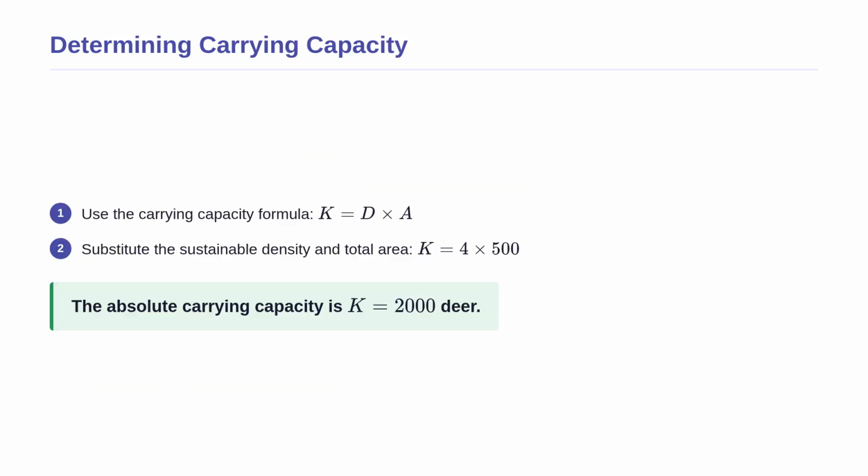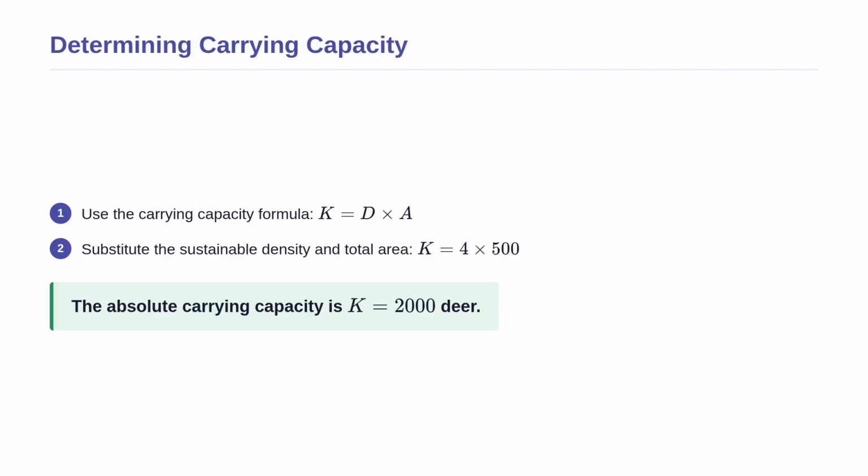Let us apply this carrying capacity formula to a real-world scenario. Suppose a national park is established to protect endangered deer. The park has a total surveyed area of 500 square kilometers. Ecologists determine the sustainable density is 4 deer per square kilometer. We need to find the absolute carrying capacity, K. We substitute our known values into the equation, replacing the density D with 4 and the area A with 500.